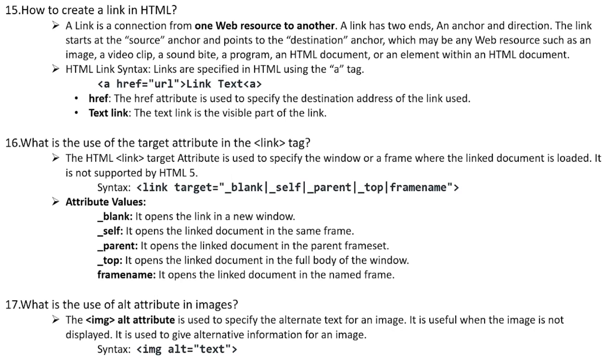HTML link syntax. Links are specified in HTML using the tag href. The href attribute is used to specify the destination address of the link used. Text link. The text link is the visible part of the link.